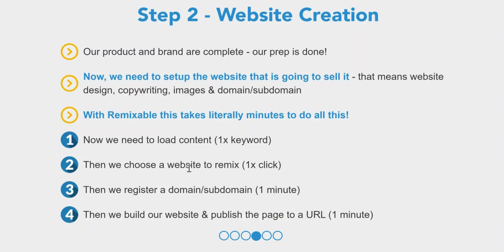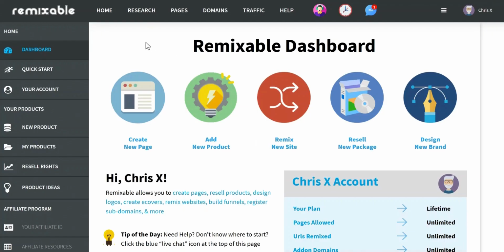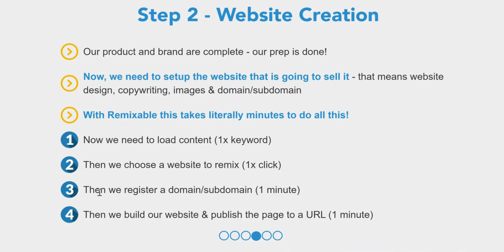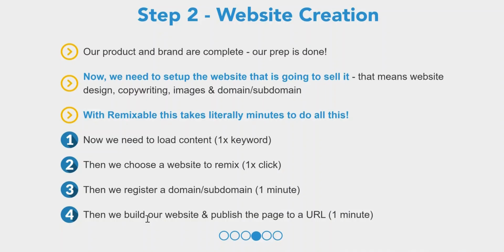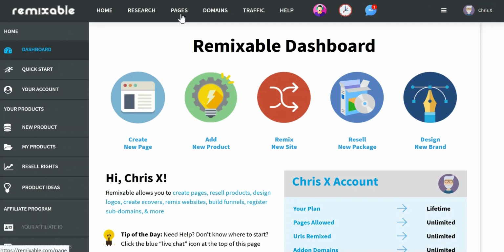Next, we'll want to choose a website to remix, and this is something we'll do in one click. So I'll head back to Remixable and load up the research section. Then we'll want to register a domain or subdomain, which again takes under a minute. We'll do this by opening the domains page. And then lastly, we're going to build our website and publish the page to a URL, which we can do in under a minute. I'll do this by loading up the pages section of Remixable.